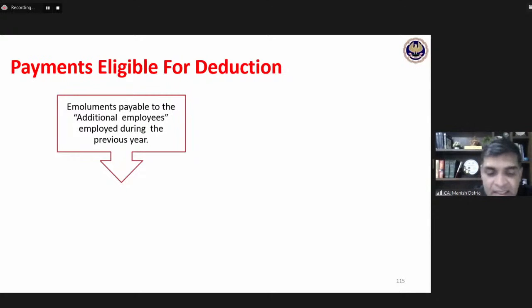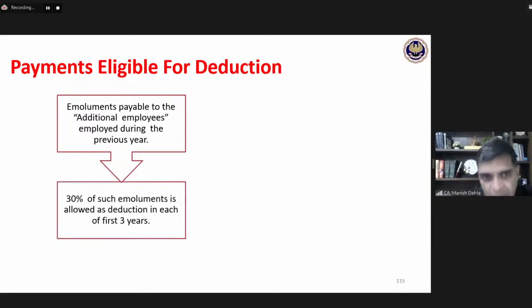To these employees, I am paying wages, salary, emoluments during the previous year. I am an entity covered under section 44AB. I can claim this deduction. How much deduction would be available? Whatever salary, wages, emoluments I have paid to these additional employees, 30% of these wages I can claim as a deduction in the first 3 years.